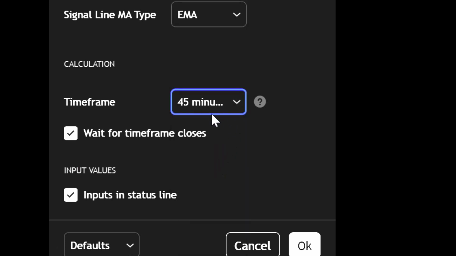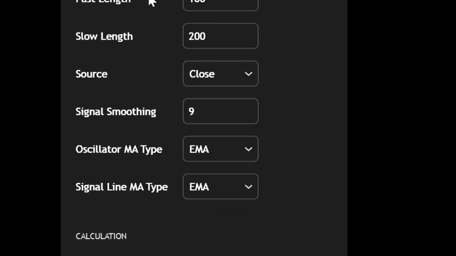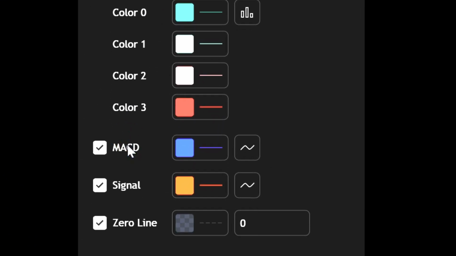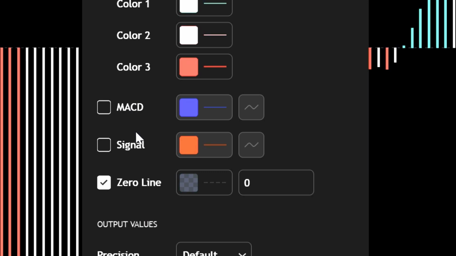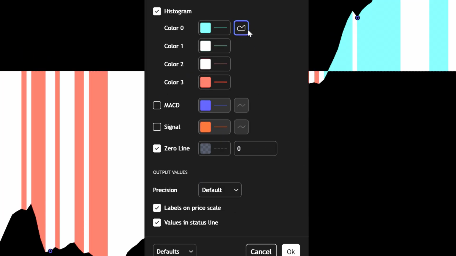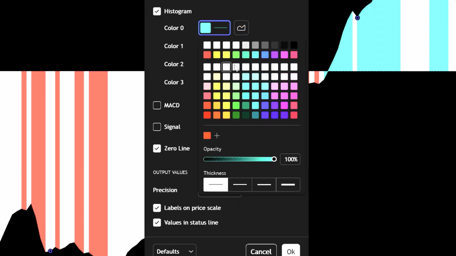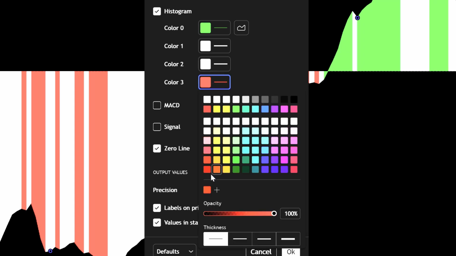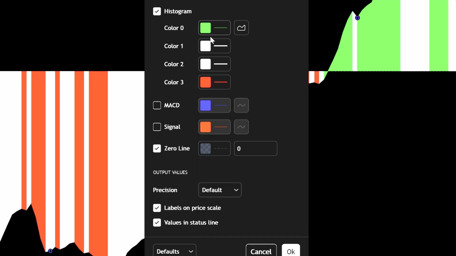Since we're using this as a confirmation tool, ditch the MACD and signal line options. They're for generating signals, not what we're after here. For visibility, switch the histogram to an area style and set the colors to green, white, and red. That's it. You've got the MACD dialed in and ready to roll.